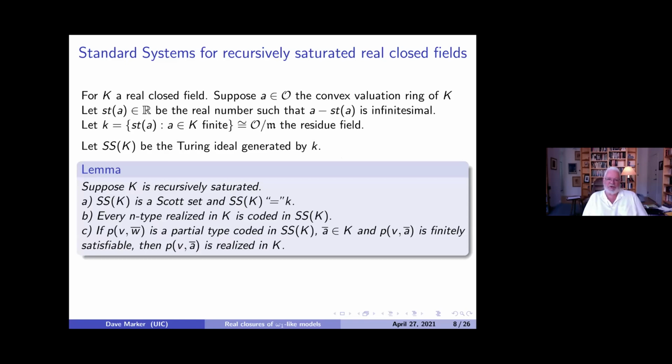If I have a recursively saturated model, the standard system is going to be a Scott set, and up to coding, it's exactly the residue field. Any n-type realized in K is going to be coded as an element of the standard system, and any partial type coded in the standard system that's finitely satisfiable is actually realized in K. So B and C together is Wilmer's notion of saying that K is standard system K-saturated, S-saturated for this particular Scott set.